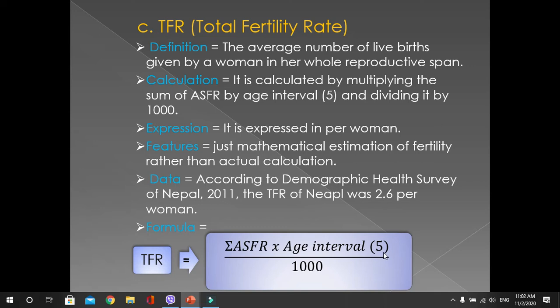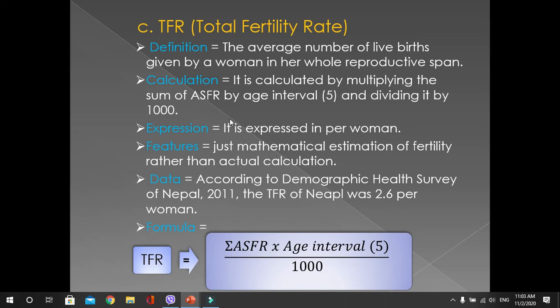Here is 5. Generally in Nepal we have 5 years of age interval. So if the age interval is 2 years, you have to write 2. But we have 5 years of age interval, so generally we use 5. So sum of ASFR multiplied by 5, meaning age interval, and divided by 1000. This is the formula of TFR.